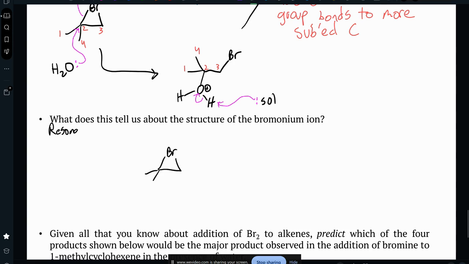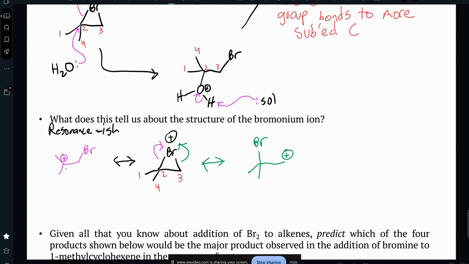is sort of like a resonance-ish hybrid between two different things. I could imagine breaking this bond and making a carbocation on carbon 2. Or I could imagine breaking this bond and forming a carbocation on carbon 3. Right, so to keep track of our carbons again, 1, 2, 3, and 4. We can imagine that this is like a hybrid between these two carbocations.